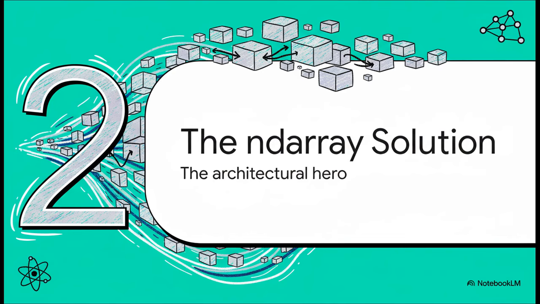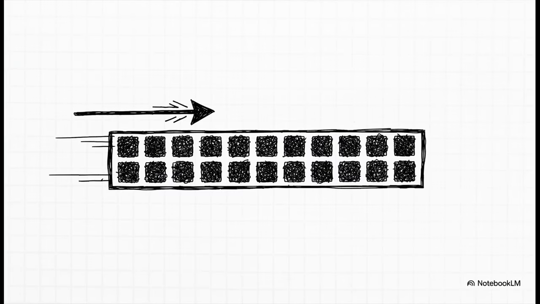So how do you fix a bottleneck like that? Well, this brings us to NumPy's brilliant solution. It's a single, powerful, purpose-built data structure that just completely sidesteps Python's limitations. And here it is. Meet the ndarray. This is the architectural hero of our story.